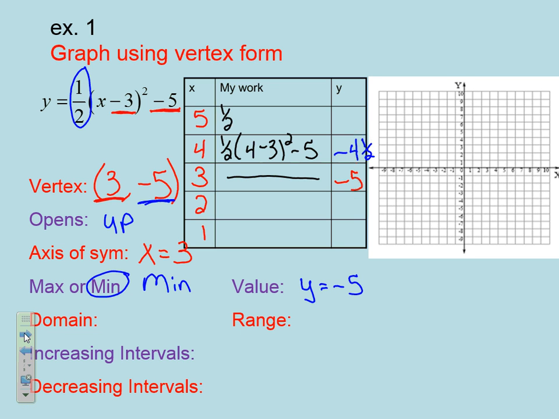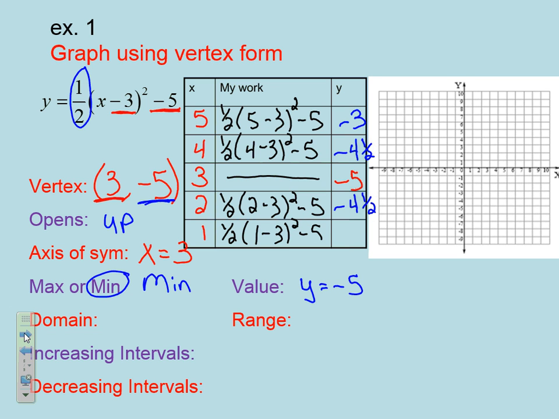Then 1/2 parenthesis 5 minus 3 squared minus 5. And I get -3. Come down here. 1/2 times the parenthesis 2 minus 3 squared minus 5, and I'm going to get -4.5 when I type that into my calculator. Then last one, 1/2 times the quantity 1 minus 3 squared minus 5. Type that all into my calculator, and I'm going to get -3.